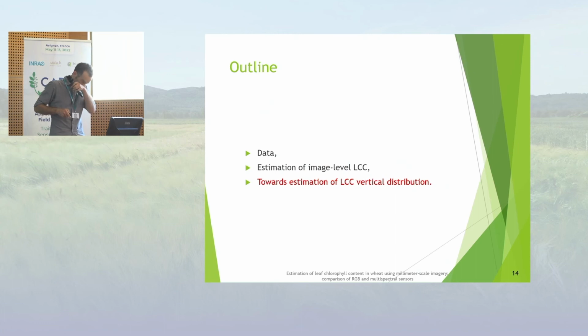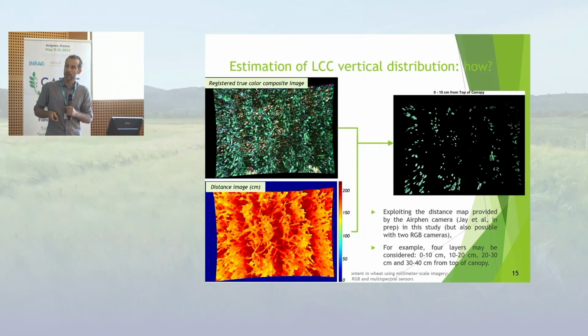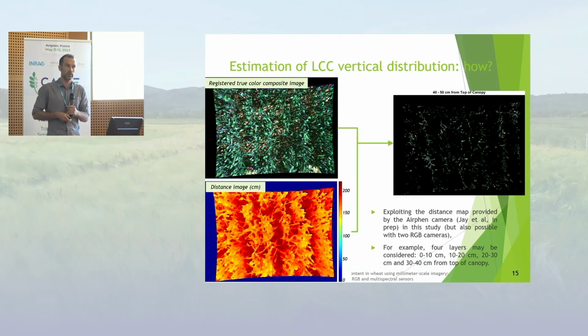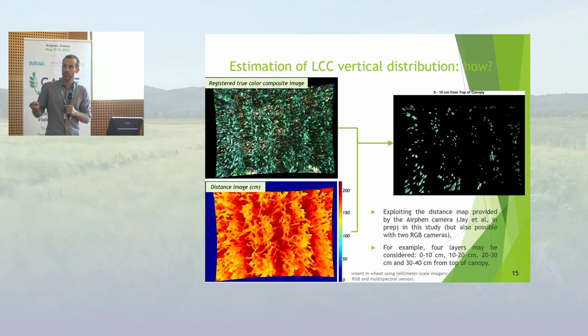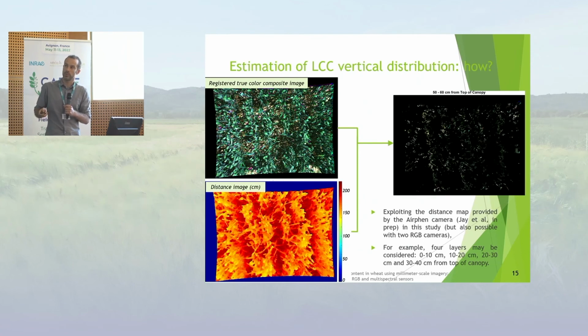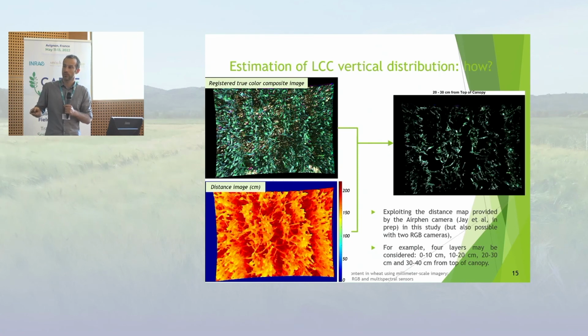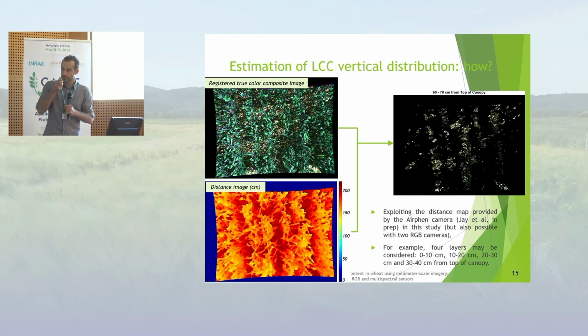So just as very preliminary results about the estimation of LCC vertical distribution. So how can we do that? Actually, we can exploit the distance image we have from the band registration. So here you have an example of a true color composite image derived from the multispectral image after registration. And here you have the distance image you can obtain in centimeters.